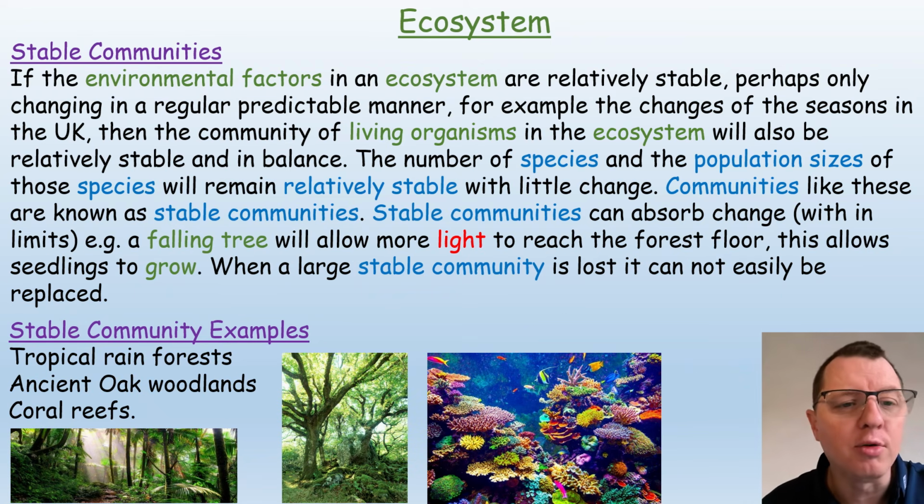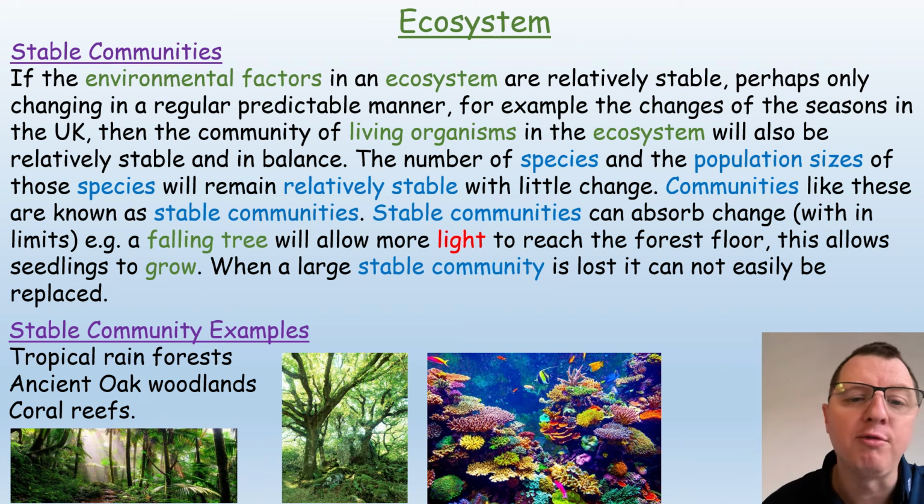What scientists are looking to find out is, are the communities in an ecosystem stable? If the environmental factors in an ecosystem are relatively stable, perhaps changing in a regular and predictable manner, for example the changes of the seasons in the UK, then the community of living organisms in the ecosystem will also be relatively stable and in balance, and the number of species and the population size of those species will remain relatively stable with little change. Communities like these are known as stable communities, and stable communities can absorb change within limits.